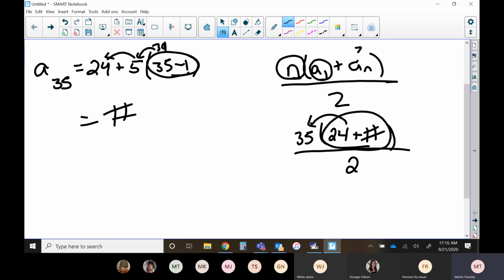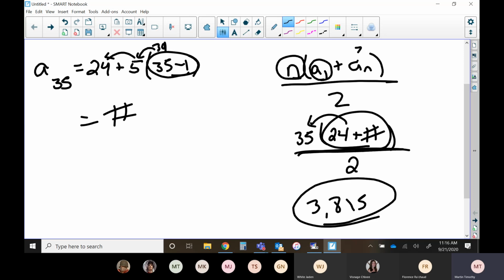You're going to then times it by 35, then divide by 2. And when you do that, you should get 3,815 seats. Yeah. So it's the number 34 times 5, whatever number that is, that number divided by 2. 3,815.